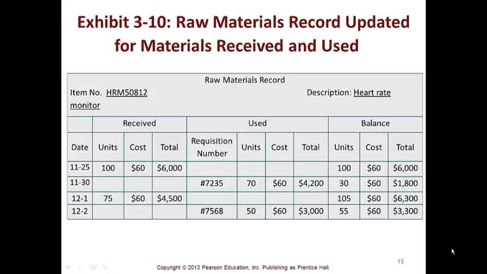And then this exhibit shows the raw materials record updated for materials received and used. Now you have the actual product, like the heart rate monitor, and you see how many units you received, the cost, the total, what you used, and then the balance. So this is like an inventory record for the raw material for this product. That's what this is showing here.